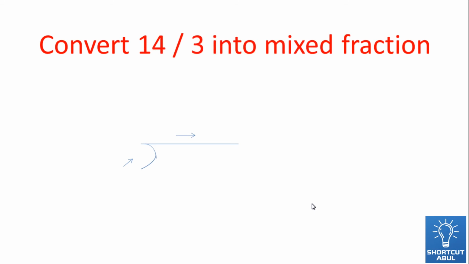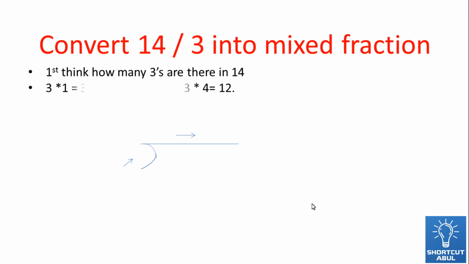Convert 14 by 3 into mixed fraction. Yes, now you got the idea. You have to think how many 3s are there in 14. You have to come very close to 14 but less than 14. 3 1s are 3, 3 2s are 6, 3 3s are 9, 3 4s are 12. So 12 is very close to 14. Now subtract 12 from 14. What is 14 minus 12? 2. This 2 is called the remainder.